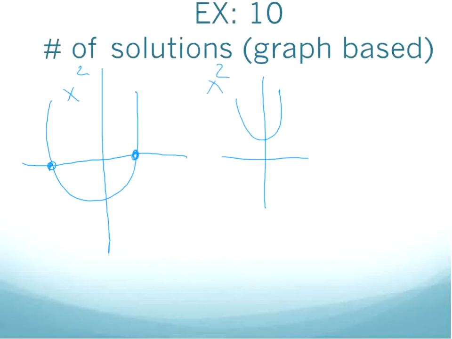This is an x squared graph. This still has two solutions. What? How does that have two solutions? Didn't we say earlier that my solutions are where it crosses the x-axis? We did. So if this one doesn't cross the x-axis, how does this one have two solutions? This is what we're learning at the end of this unit, and these are called complex solutions.